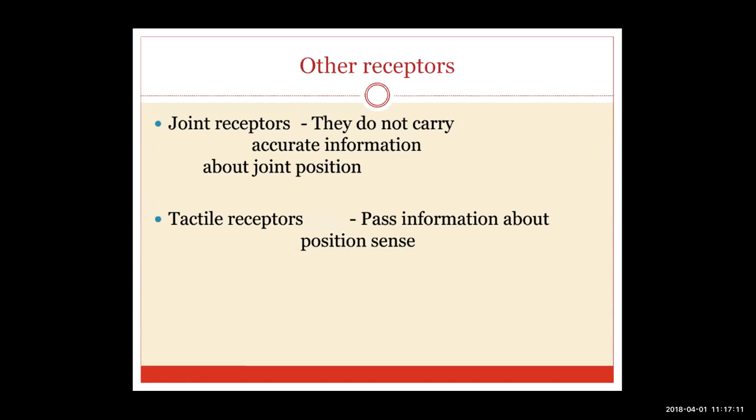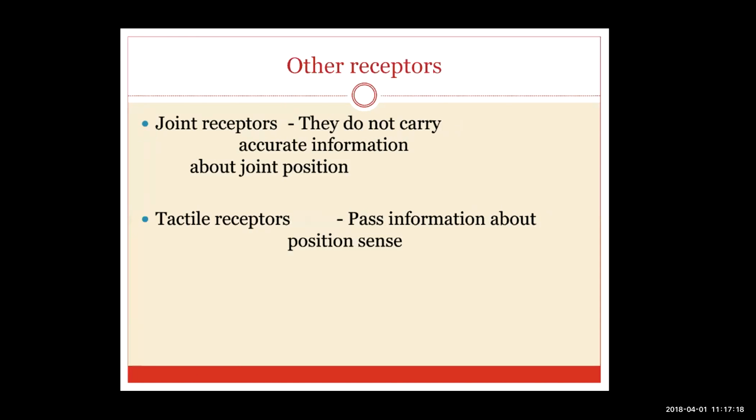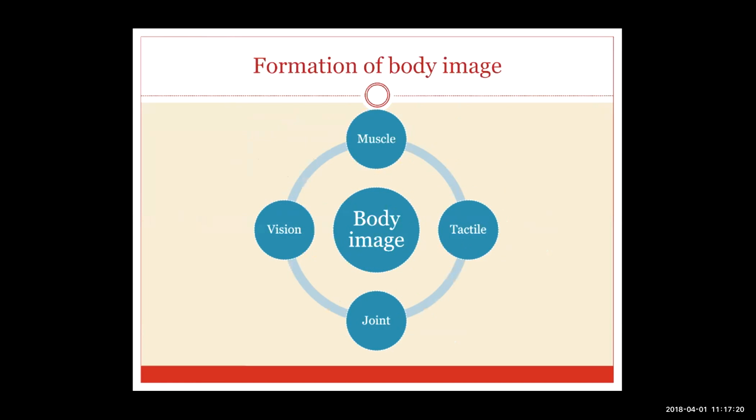So tactile receptors should also be understood as receptors which can provide us information about the movement sense. In totality, information from vision, the muscle, the tactile receptors and joints, all of it combined, helps to produce an image of the body in the brain. You need to imagine that there is a person standing in the brain, and that image is being formed by all the information going from the periphery to the brain.